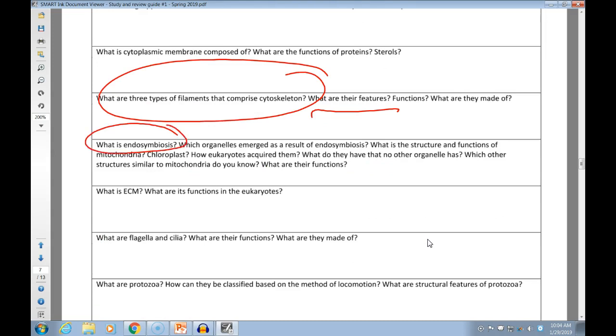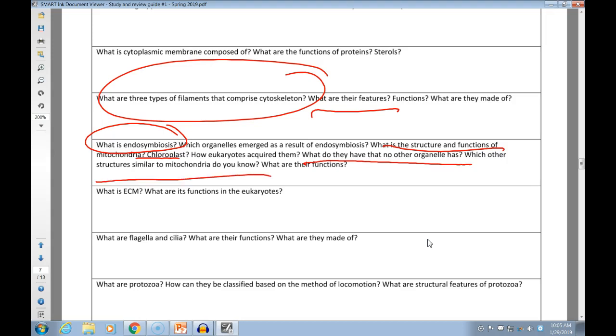Endosymbiosis. That whole idea about mitochondria and chloroplasts emerging as the result of endosymbiosis. Am I clear? Structure and functions, basic stuff like cristae is mitochondrial, thylakoid is chloroplast. Know that they both have DNA and ribosomes. So they do have DNA and ribosomes.